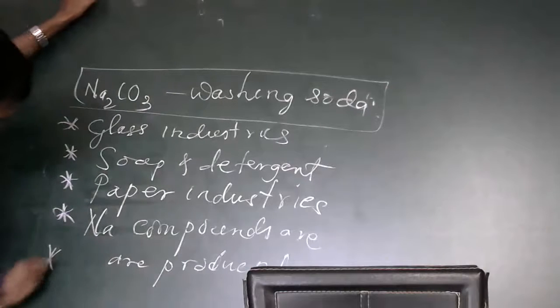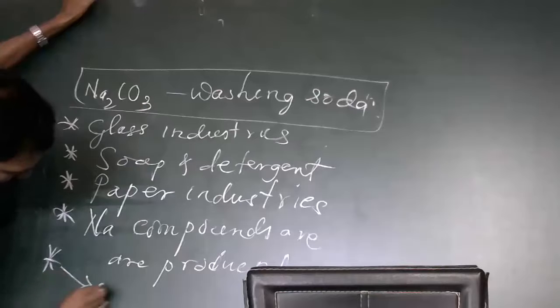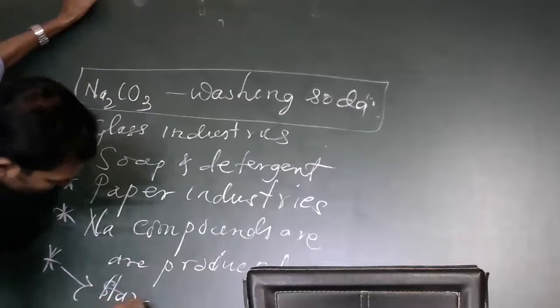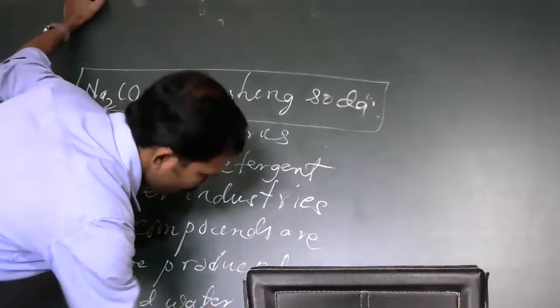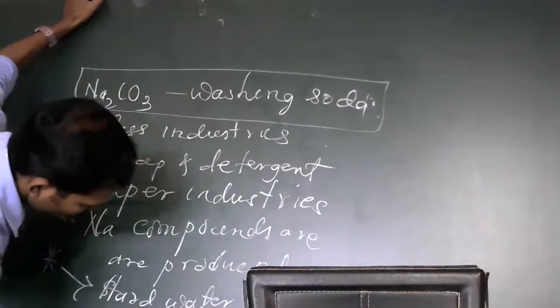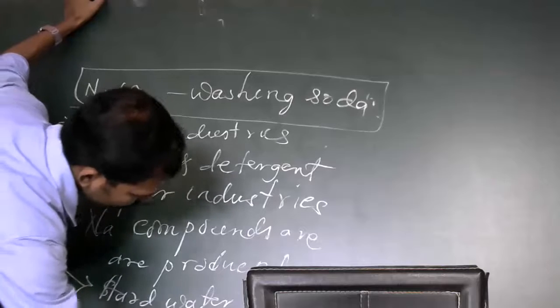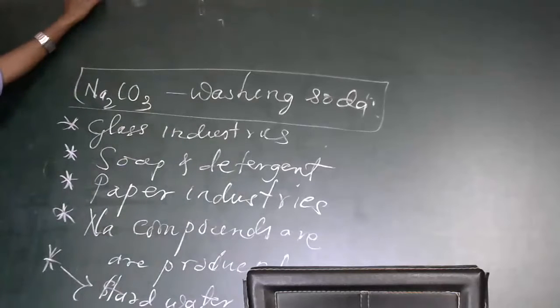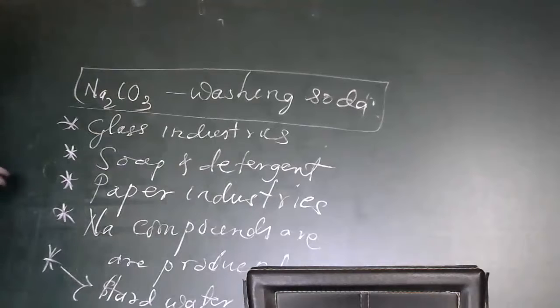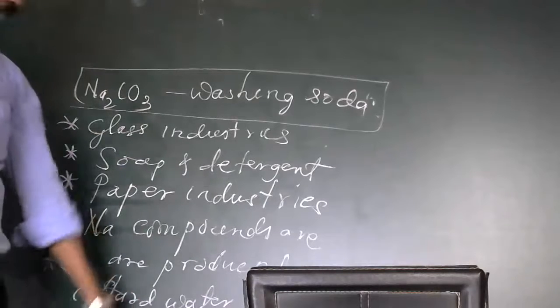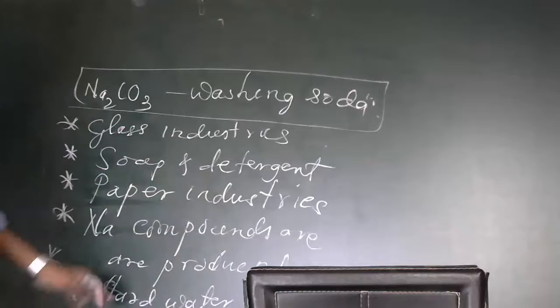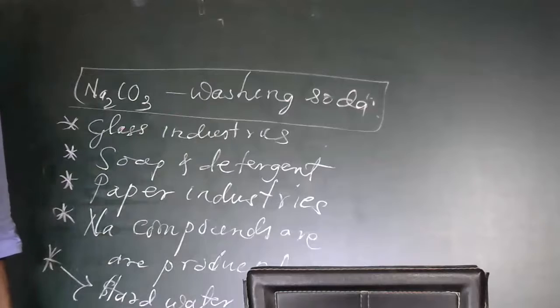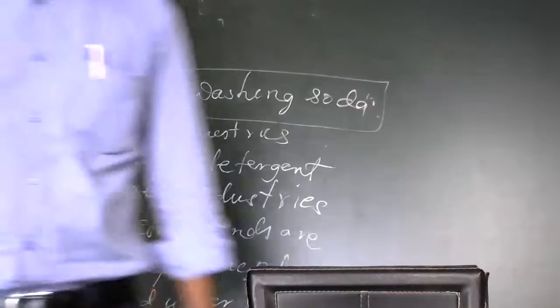Then it is used to convert hard water into soft water. Hard water is converted into soft water. So temporary hardness of the water is also removed by this sodium bicarbonate. So these are the uses of sodium bicarbonate.